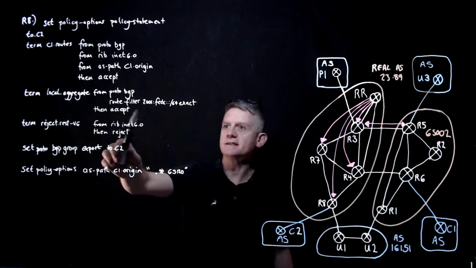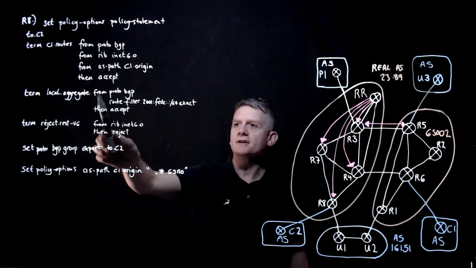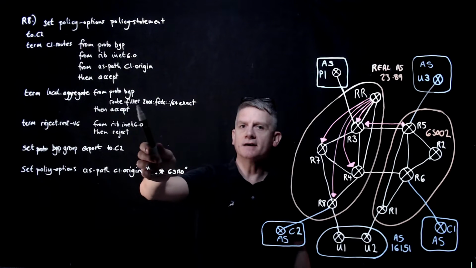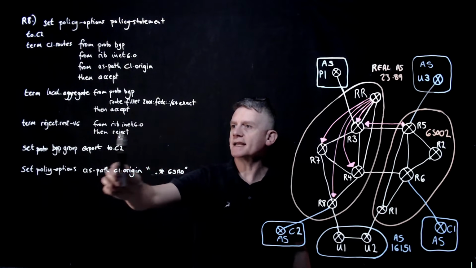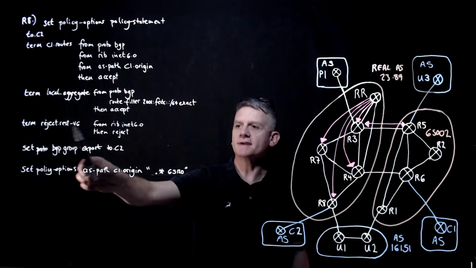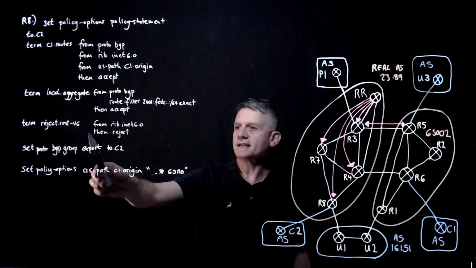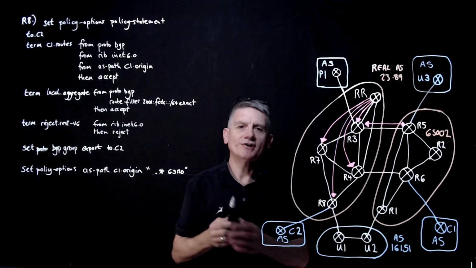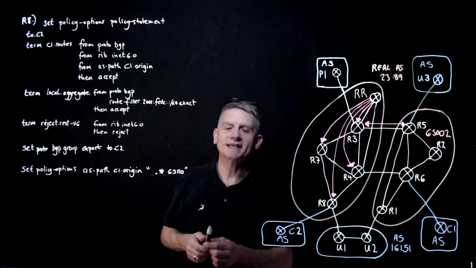We're going to be taking in this IP version 6 aggregate. So from protocol BGP, route filter, and there's the summary aggregate, then accept. And for the rest of the V6, from rib inet6, then reject. And that's going to be set as an export on the external BGP towards C2.